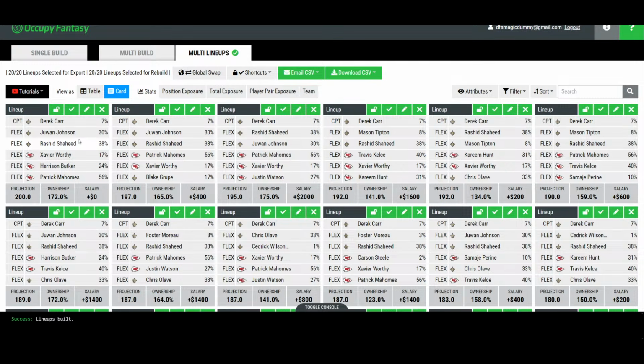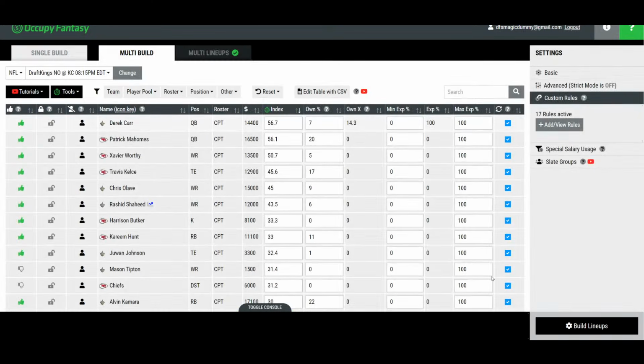Cool. This was a damn good Derek Carr lineup to build. Let's just lock this. Let's keep this for later, right? So we can lock this and we'll keep it. All right. Let's unlock Derek Carr and let's rebuild.